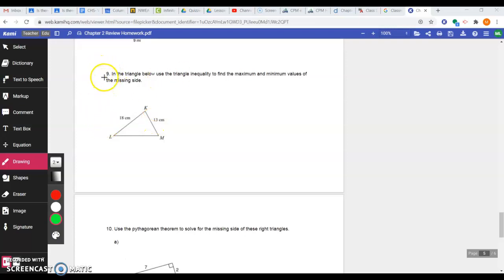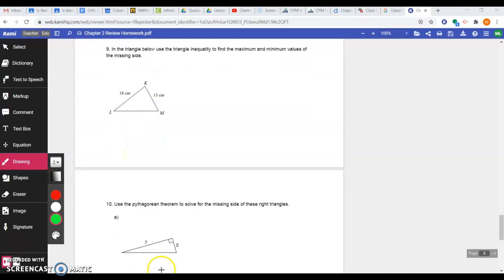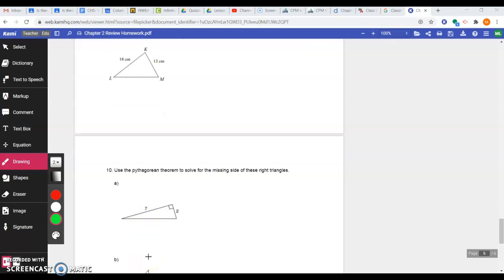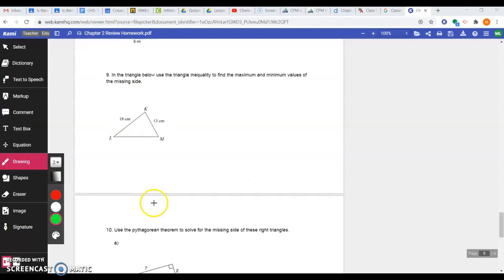Okay, here is a video explaining how to find the max and min side of a triangle when we're missing that third side, and it's also going to go into how we set up Pythagorean theorem problems. Now, I'm not going to solve the Pythagorean theorem problems, but I'm going to help set them up. So first, looking at the triangle inequality problem.